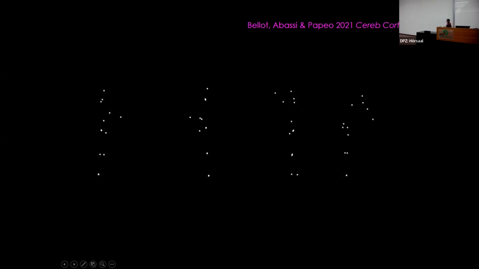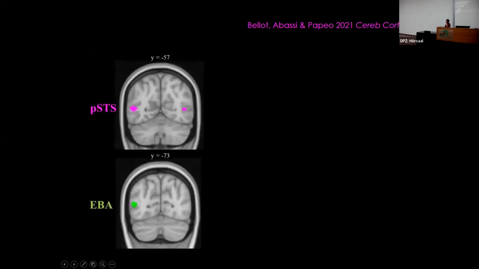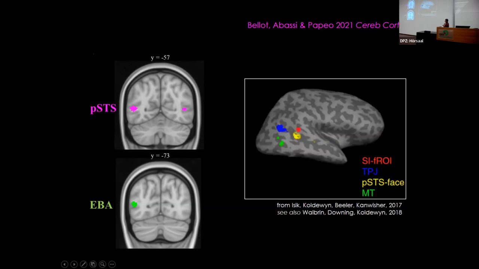The reason why we used dynamic stimuli is because we were interested in this part of the brain, the posterior superior temporal sulcus, that is just anterior to the visual areas that showed a stronger response to facing than to non-facing bodies. And this is a very interesting part of the brain because it's specialized in biological motion perception, and it's also considered in many models the main entry into the social brain network.